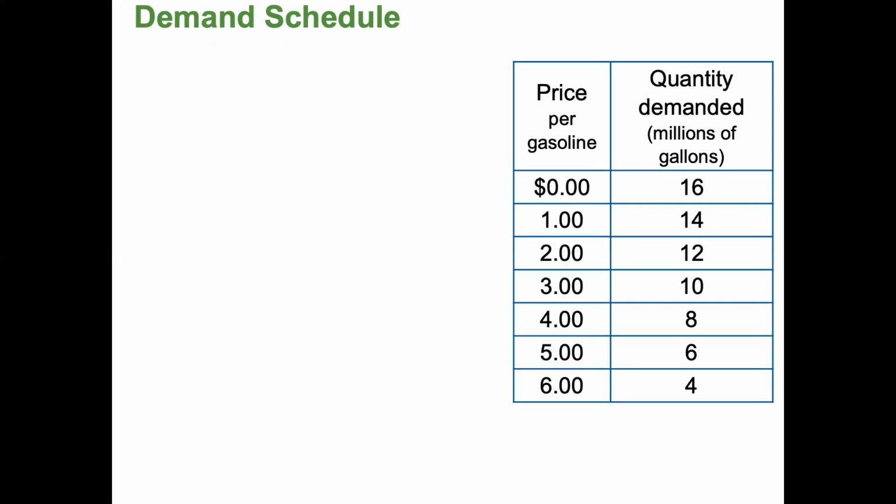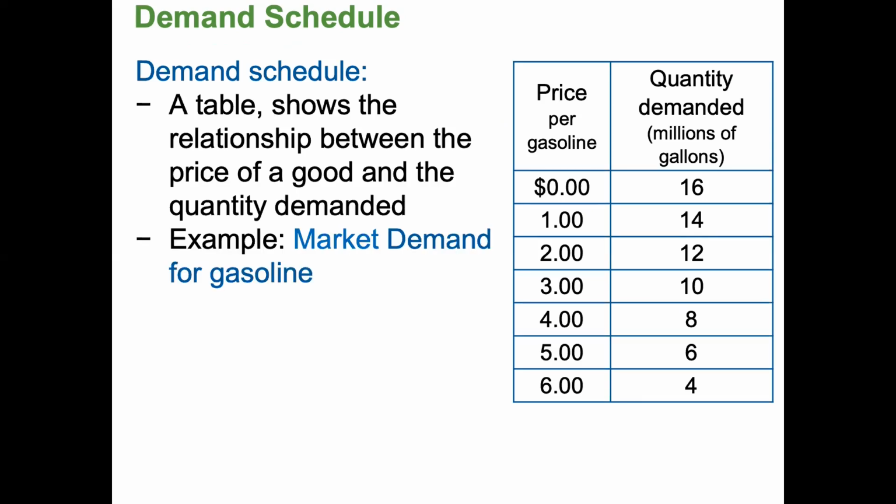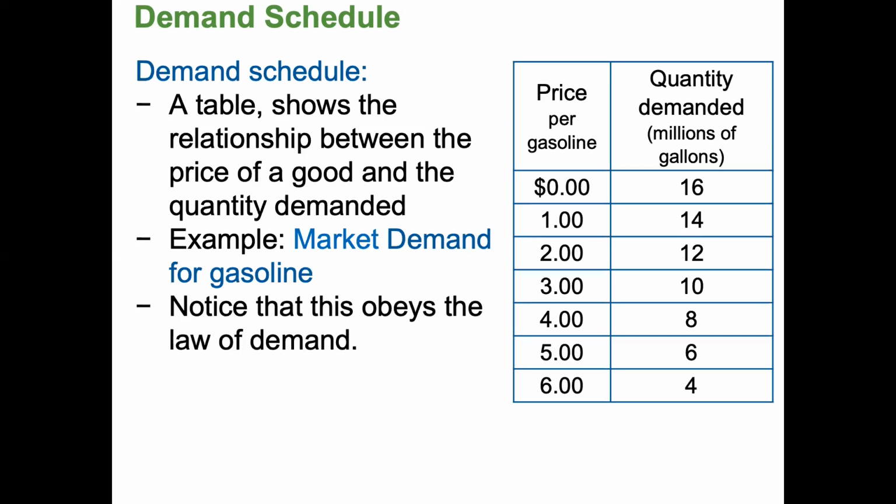Another term you must be familiar with is demand schedule. A demand schedule is a table that shows the relationship between the price of a good and the quantity demanded, like this table here on the right. This demand schedule shows the market demand for gasoline. You have the price per gallon and quantity demanded in millions of gallons. Notice that as the price of gasoline increases, the quantity demanded falls, which obeys the law of demand.